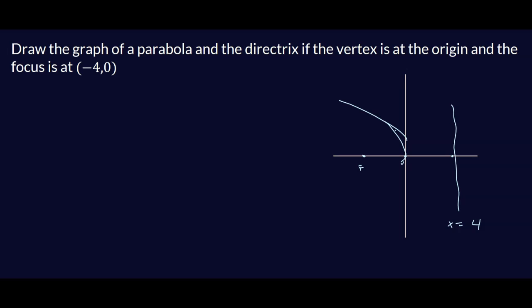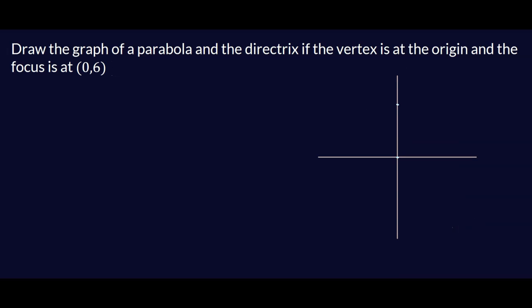Draw the graph of a parabola and the directrix if the vertex is at the origin, and the focus is at 0, 6. This is our focus right here. So our directrix is going to be 6 units down, which is going to be right about here. So we say y equal to -6. This is our vertex. So let's go this way, and we go that way. So this is what our graph is going to look like, roughly what it's going to look like.